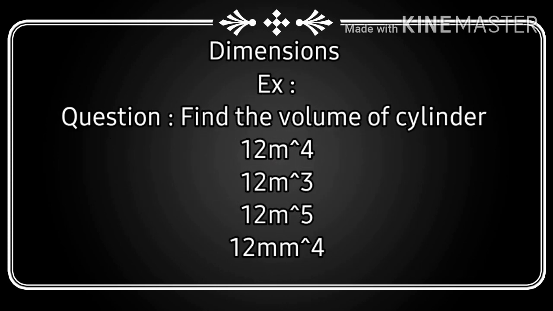Trick number 3 is options with dimensions. This type of question you will usually see in physics. For example, there is a question: find the volume of the cylinder. Option 1 is 12 meter power 4, option 2 is 12 meter cube, option 3 is 12 meter power 5 and option 4 is 12 power 4. As you all know, the dimension of volume is meter cube. So here the correct answer is the second option. Like this you can directly guess the answer without solving the question if you know the dimensions of the given quantity. So let's start with number 4.